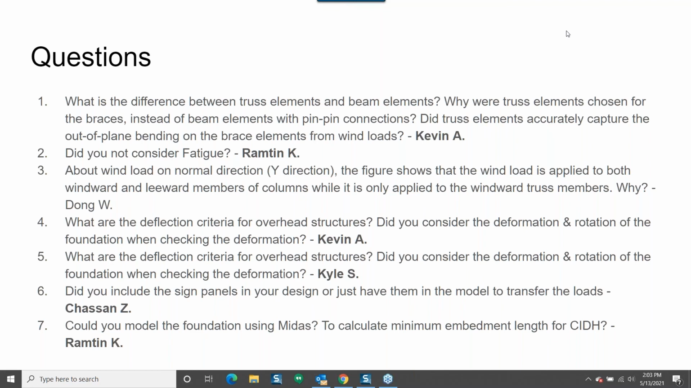And the next question is from Dong about wind load on normal directions, y directions. The figure shows that the wind load is applied to both windward and leeward members of columns, while it is only applied to the windward truss members. Why? Well, the presentation is not comprehensive in the way that we load the whole model. It was just some slides showing some of the cases. It doesn't mean that we cover every single one. There were several of them. So we just follow exactly what is requested by the code in AASHTO LTS.